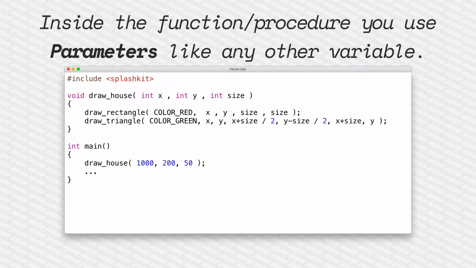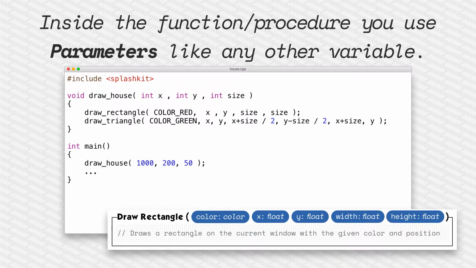I see. So does that mean that drawRectangle must have 5 different parameters, because it's accepting 5 different variables over here? Exactly right. drawRectangle has 5 parameters, and if you weren't sure how to use drawRectangle, you could just have a look at the SplashKit website, and it would tell you what its parameters are.